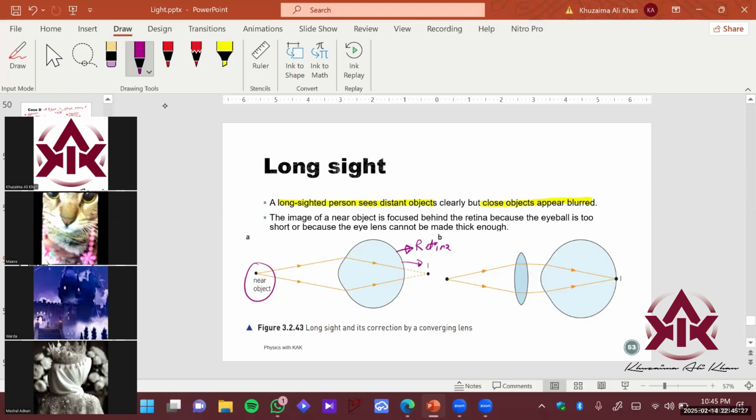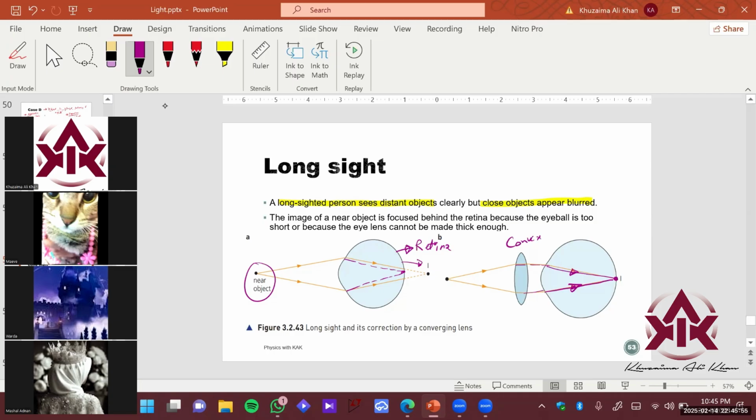So what do you want to do? You want to converge the rays at a point which is again on the retina, right? So here you want to perform converging. That is why we use a convex lens here. It basically fixes the issue over here. It converges the rays initially so that they meet at the desired point on your retina, and hence you can see the objects which are closer to you along with the objects which are further away, because the image is again getting formed on the retina screen over here.